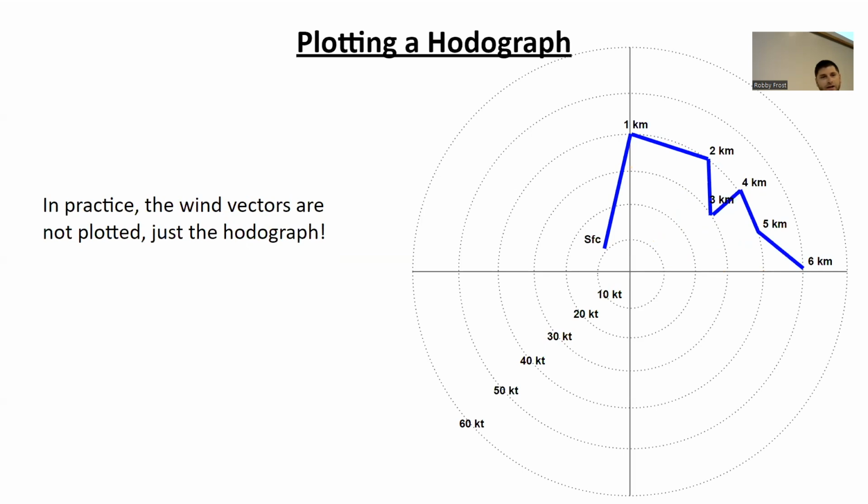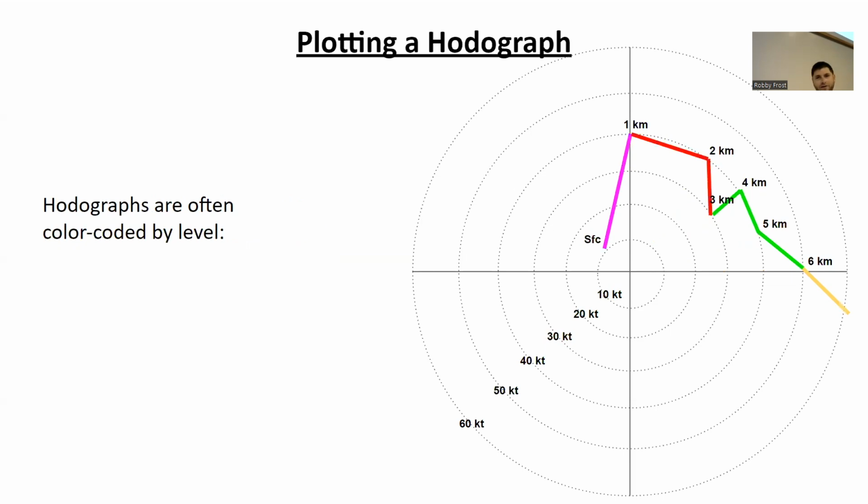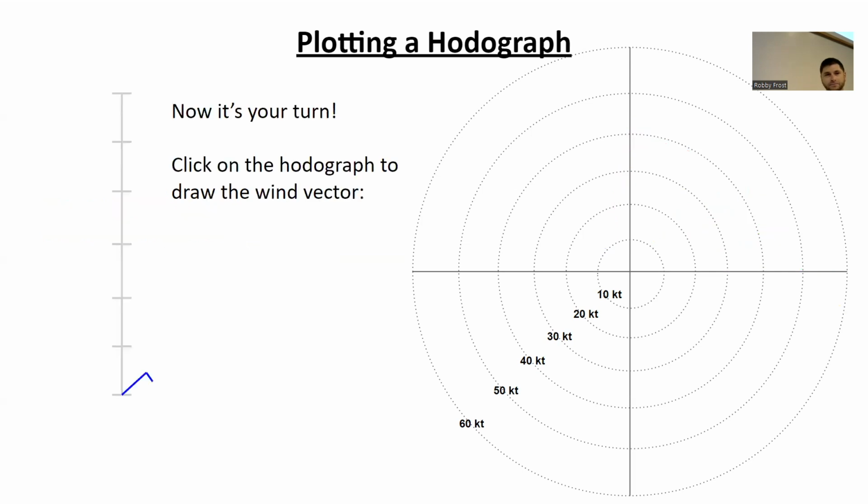In practice, we don't plot the vectors, just the curve connecting the tips of the vectors, which is the Hodograph. Hodographs are color-coded by level. This makes assessing strength of shear at any given layer much easier. So just quickly glancing at this, it's very clear that the surface to 1 shear is strong. Also 1 to 3, if you were to use that layer, is very strong.